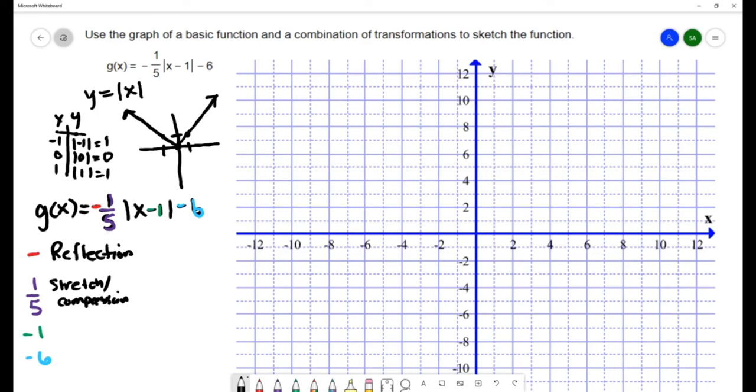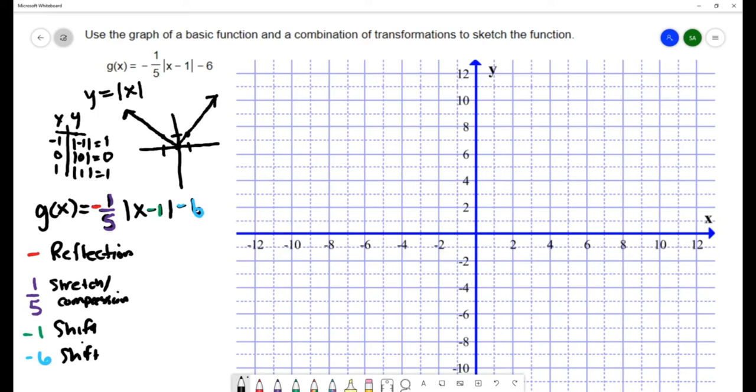Subtracting and adding are both shifts. So these last two are going to be shifts. But this is still not enough information to get the graph. We have to know what type of reflection, what type of shift, what type of stretch or compression. So let's narrow down a little bit.